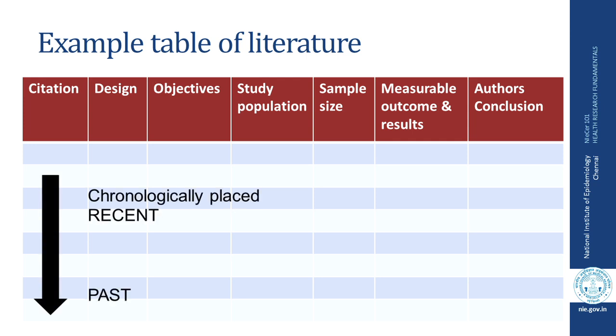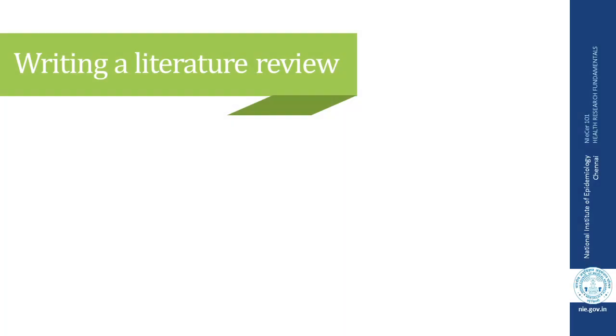And it is better when you organize this table chronologically, from recent to past. So, your recent studies can be placed in the first initial rows. It helps you to select the recent evidence or recent existing knowledge about it. So, after you have organized all these things and tabulated it, now you need to write this literature review.